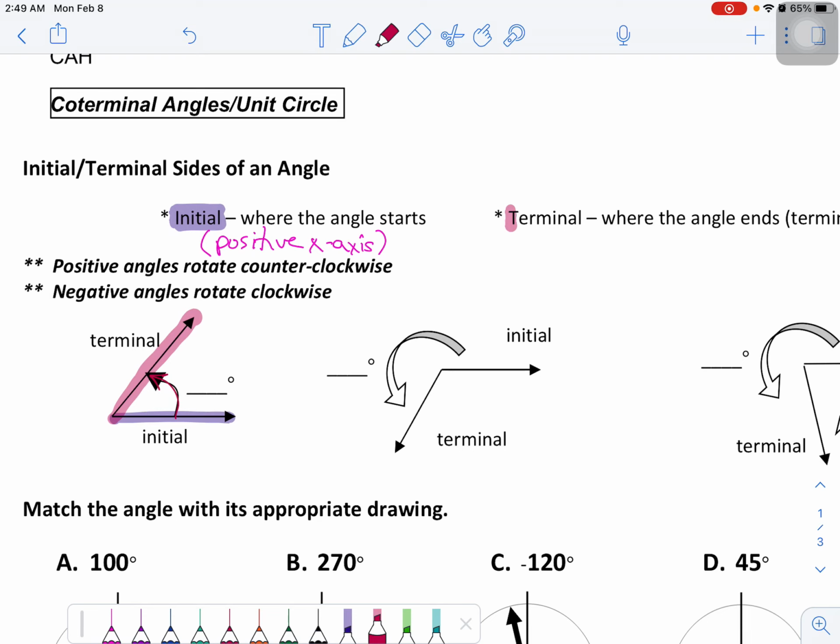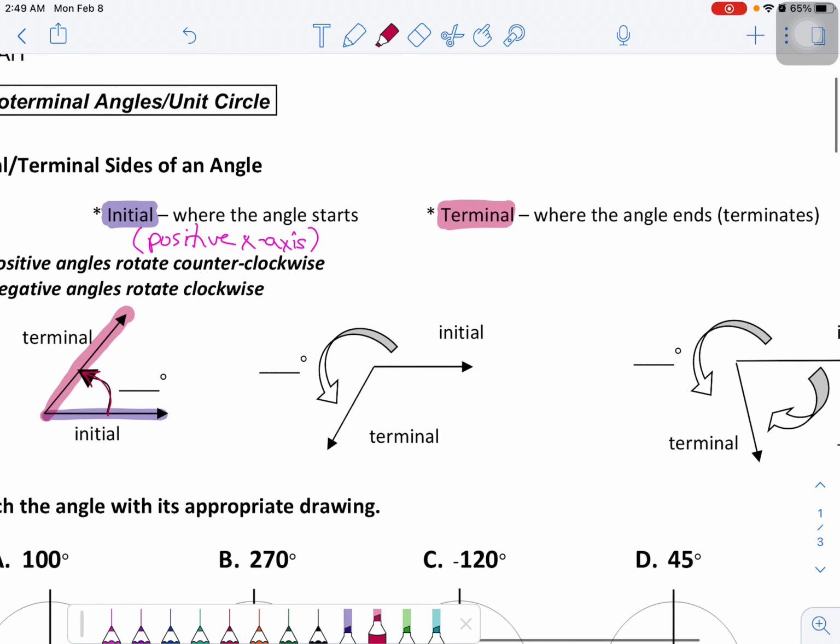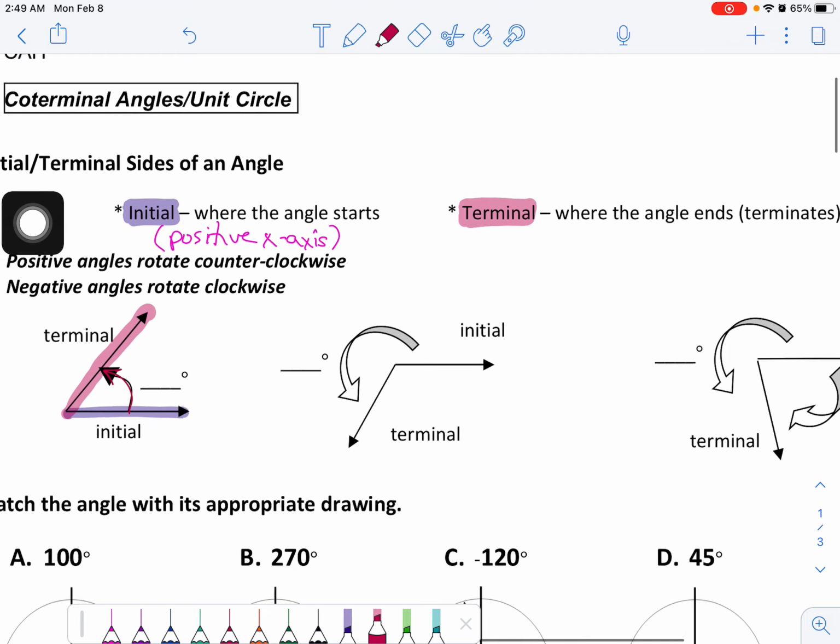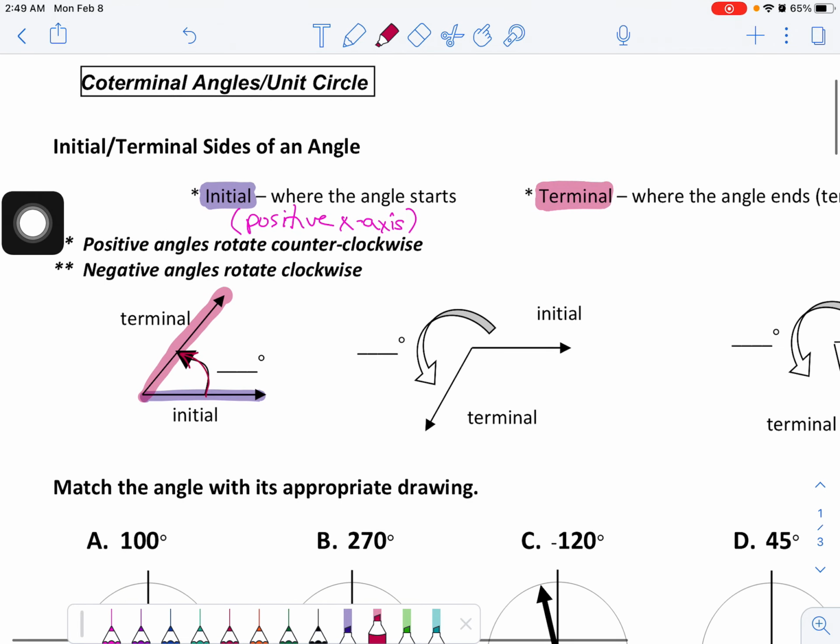The terminal is where your angle terminates or ends. That's why mathematicians are not creative. Initial is where it starts, terminal is where the angle ends. I can't tell you where it ends because every angle is going to be different. But generally we consider the initial to be the positive x-axis if we can make it work.